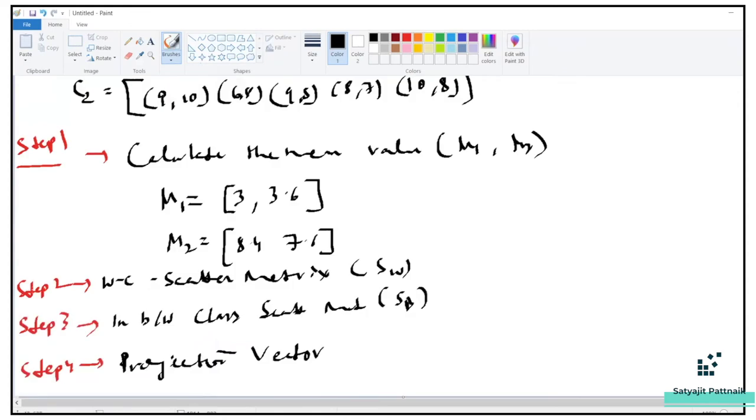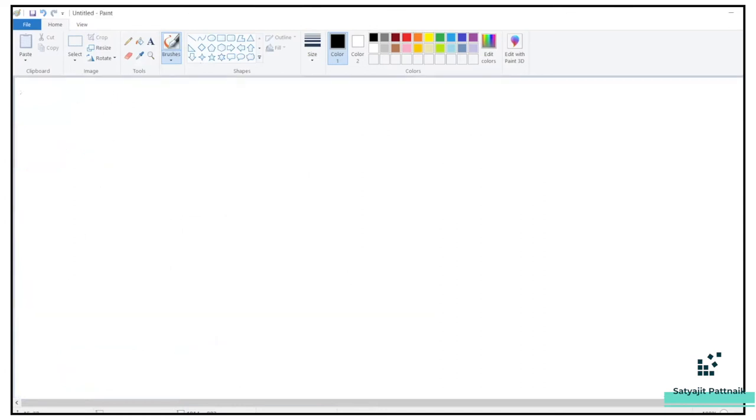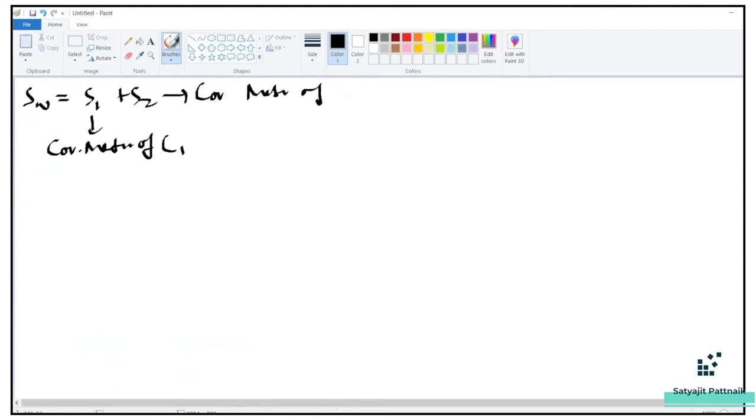Step two is that we have to calculate the within the class scatter matrix. Now, what is that? This is denoted by SW. SW is S1 plus S2, where S1 is the covariance matrix of class 1 and S2 is the covariance matrix of class 2. Now, what is a covariance matrix? In the last class, we already talked about that. If you are not clear with the covariance matrix, you can go back to the previous class on PCA, where I have given a very good explanation and showed you mathematically what exactly a covariance matrix is. Now, as we have two classes, SW is S1 plus S2.